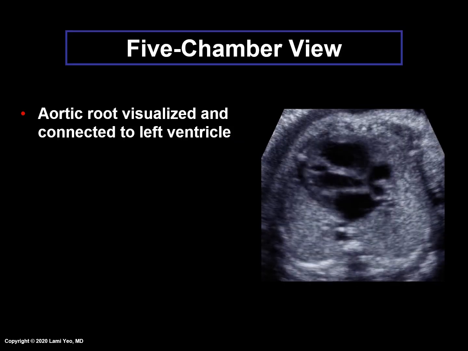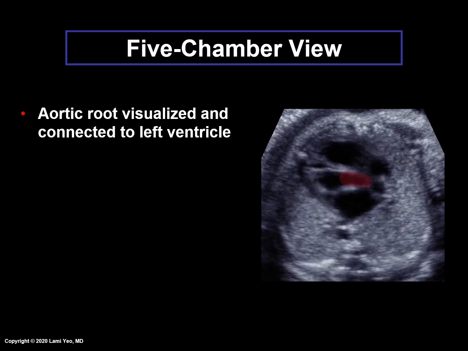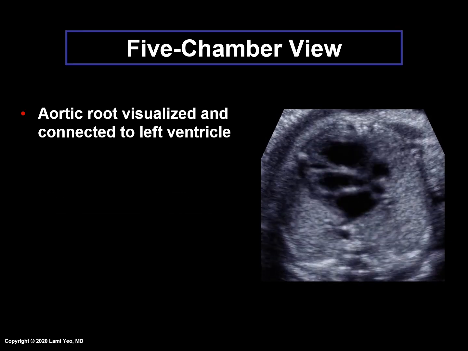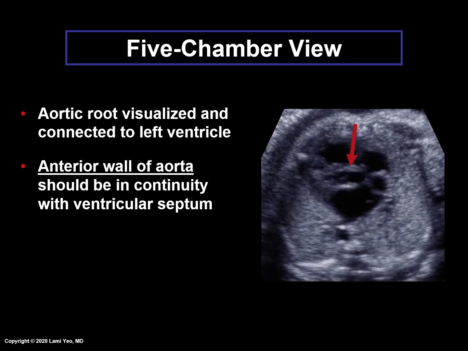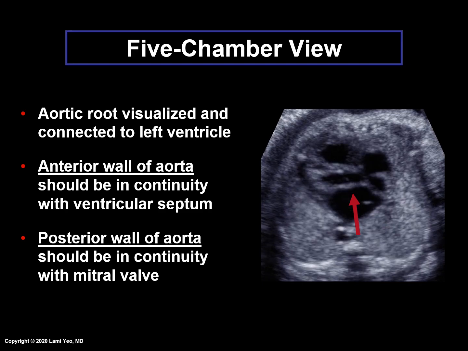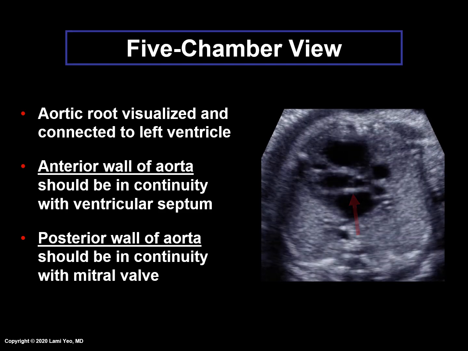5-chamber view. In the 5-chamber view, the aortic root is visualized and is connected to the left ventricle. The anterior wall of the aorta should be in continuity with the ventricular septum, while the posterior wall of the aorta should be in continuity with the mitral valve.